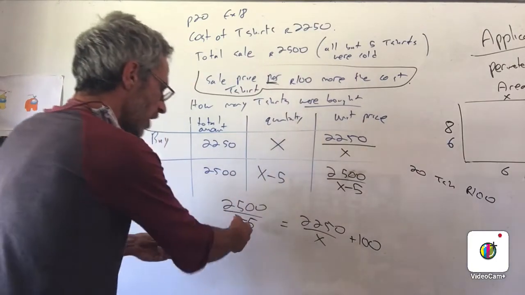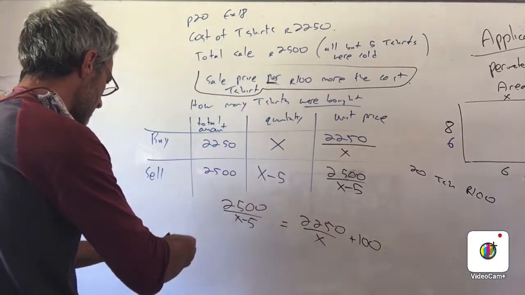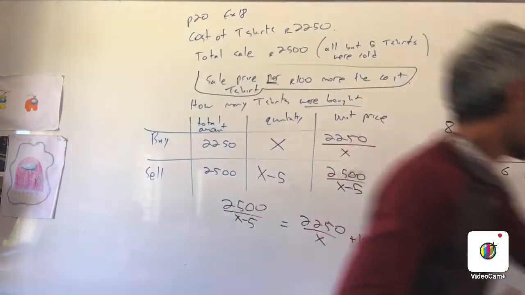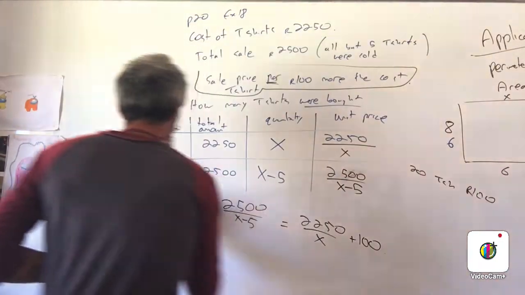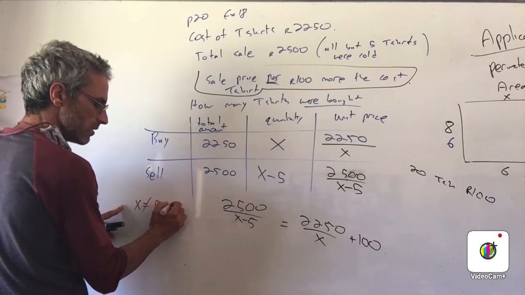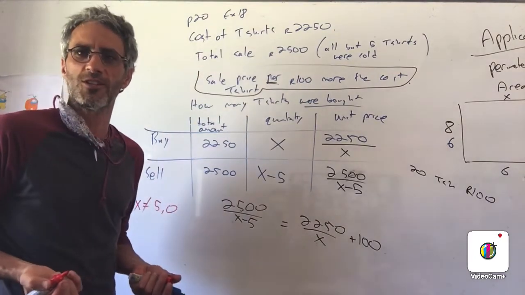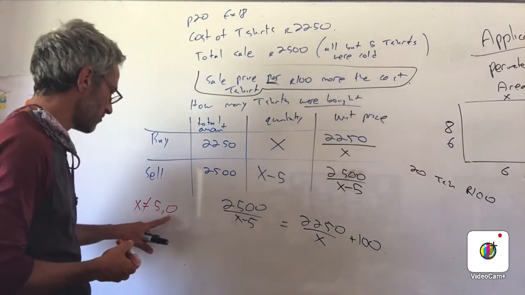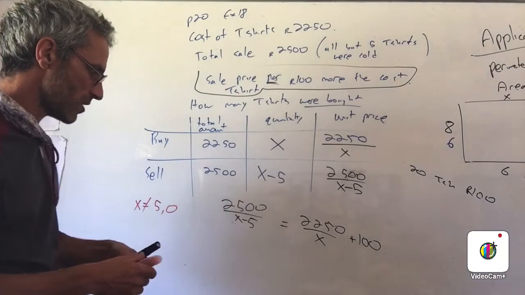So I've got X in the denominator. That tells me I should really start with the restriction, isn't it? X not equal to what? 5 or 0. It shouldn't really cost 0 because it should cost something. So that shouldn't hopefully be a problem. But definitely 5 we need to remember.